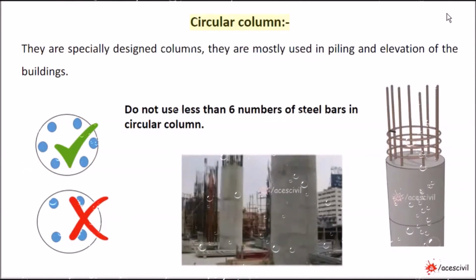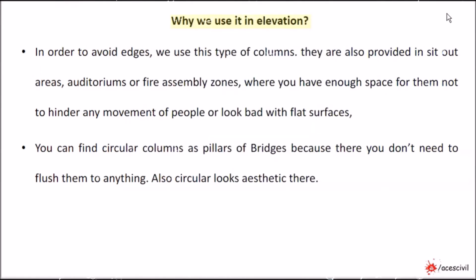Circular column. They are specially designed columns. They are mostly used in piling and in the elevation of buildings. Do not use fewer than 6 steel bars in a circular column. Why do we use it in elevation? In order to avoid edges, we use this type of column.